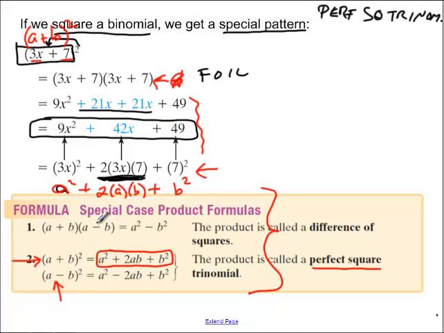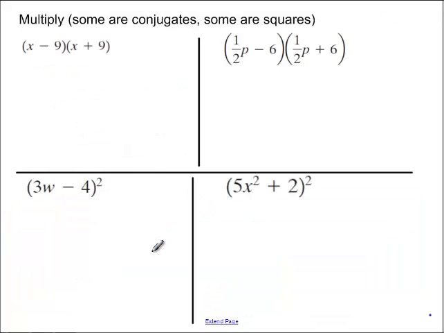A plus b times a minus b gives us a squared minus b squared. And the second pattern is the perfect square trinomial. A plus b quantity squared is this. A minus b quantity squared is this. A squared minus 2ab, a squared plus 2ab. See if you can use the pattern.